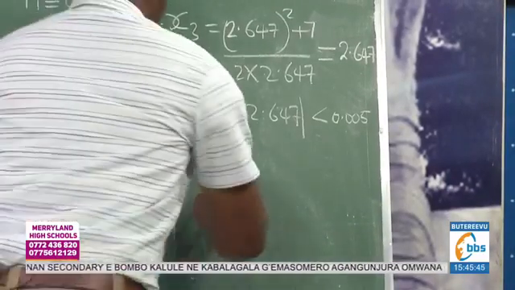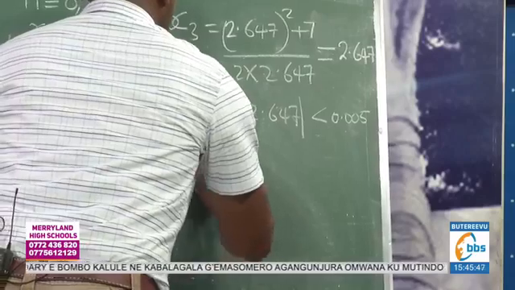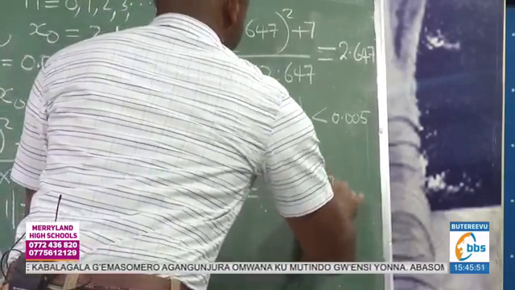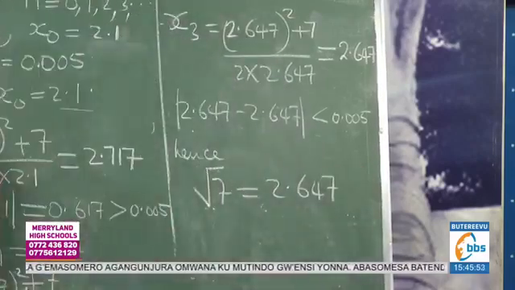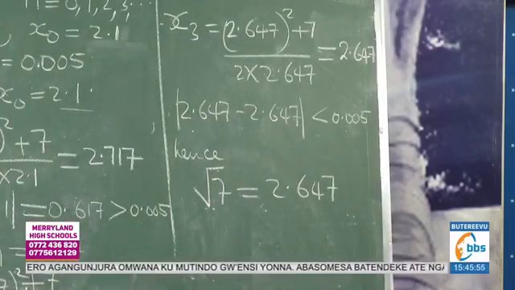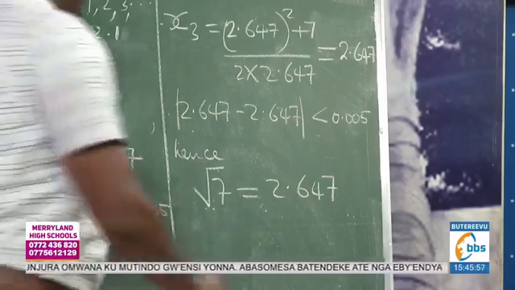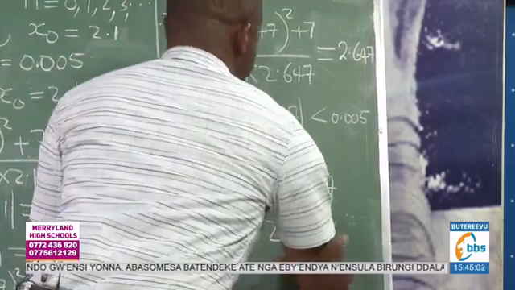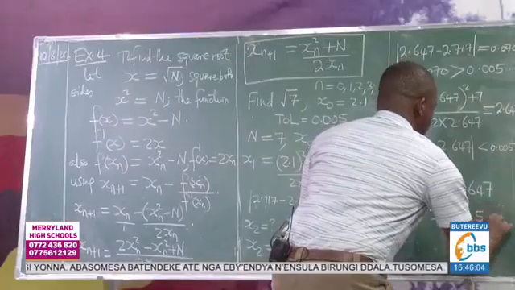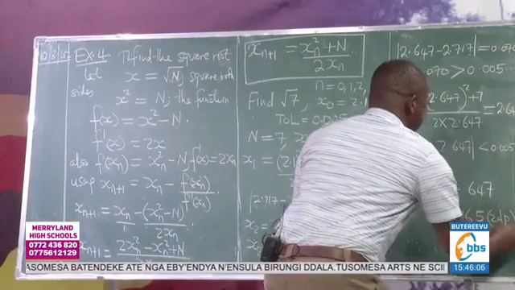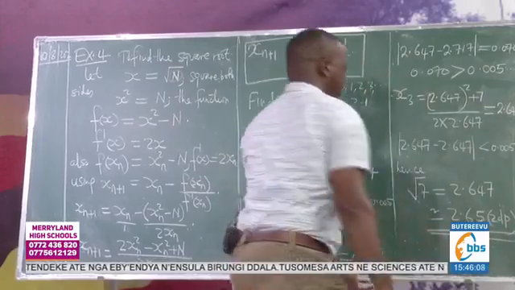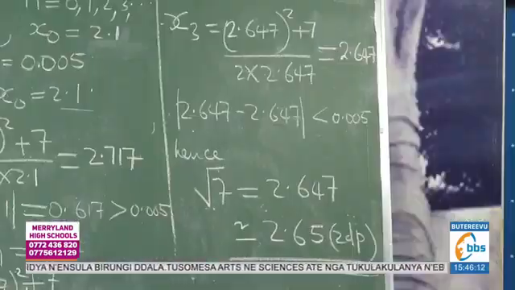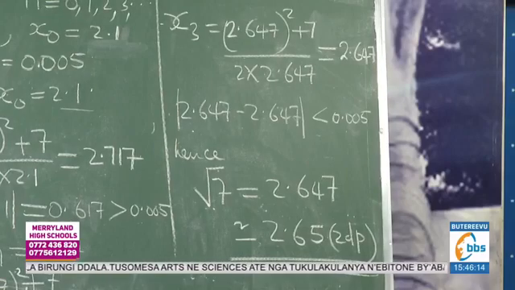We conclude that the square root of 7 indeed is 2.647, but they told us to how many decimal places? To 2 decimal places, which we shall say is approximately 2.65 to 2 dps. The square root of 7 becomes 2.65.